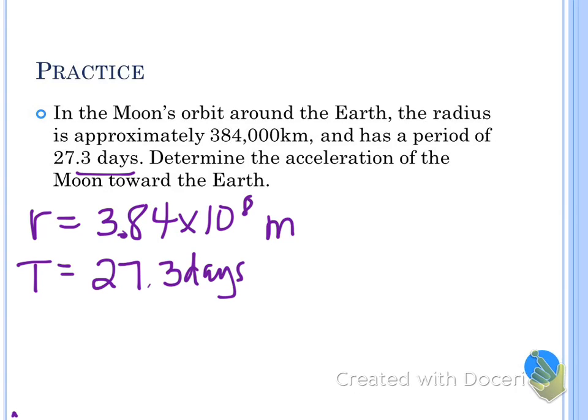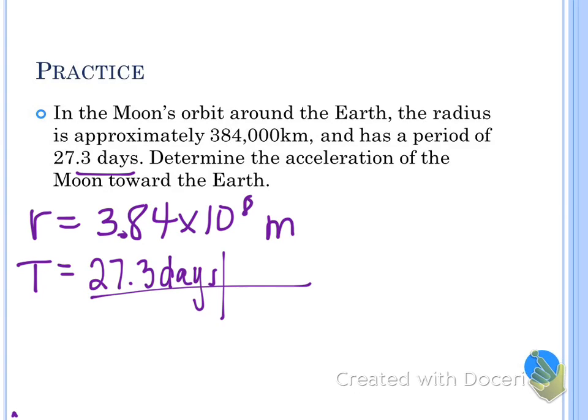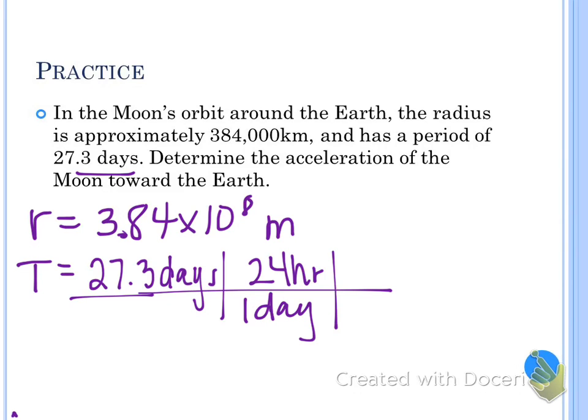Can we leave it in days? No. So we need to do a quick T-chart here to go from days to what? Seconds. Okay? So 1 day is 24 hours. 1 hour is 3,600 seconds.